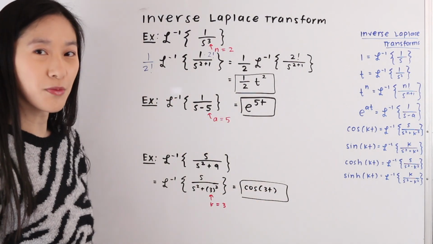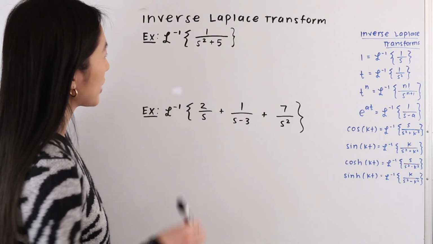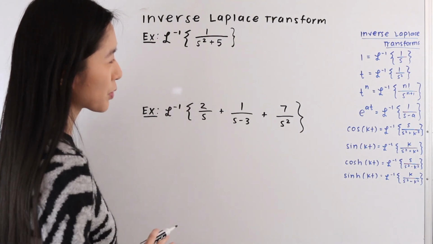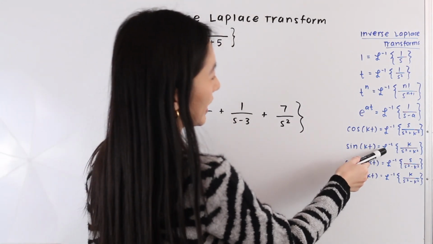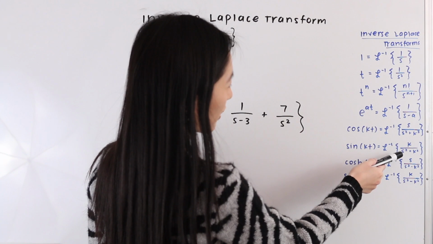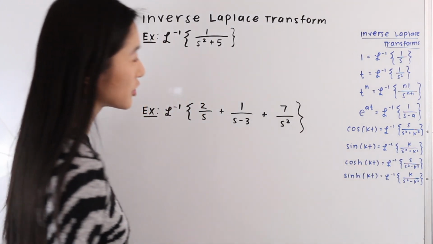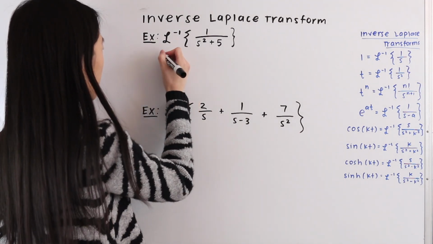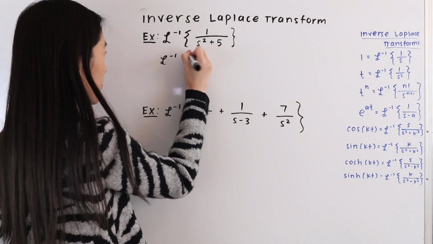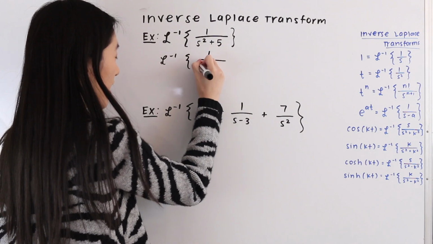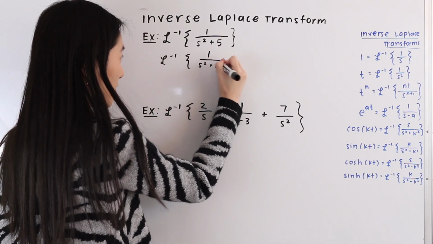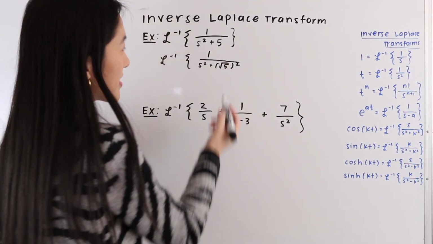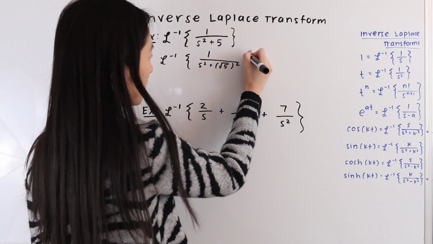And let's go ahead and take a look at a few more examples. So in this next example here, we have the inverse Laplace transform of 1 over s squared plus 5. And this is pretty similar to the following, the inverse Laplace transform of k over s squared plus k squared, but we just need to do a little bit of manipulation. So let's go ahead and start off by rewriting this as follows. The inverse Laplace transform of 1 over s squared plus the square root of 5 squared. And we can do this because the square root of 5 squared is just equal to 5.